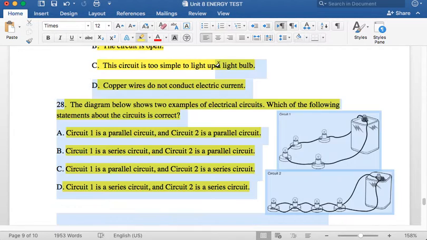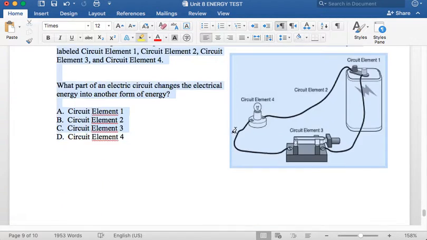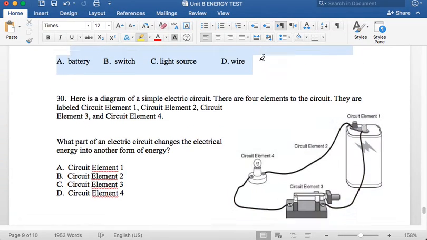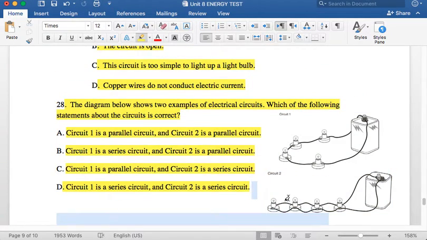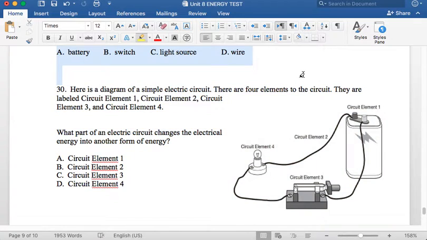Number 29. Oh, I keep doing this. Sorry, guys. We'll just do that. There we go.